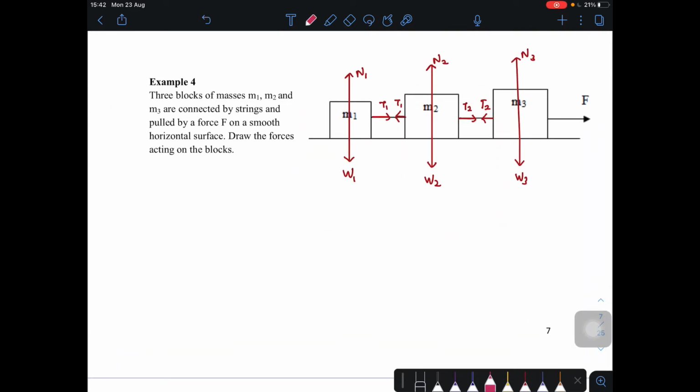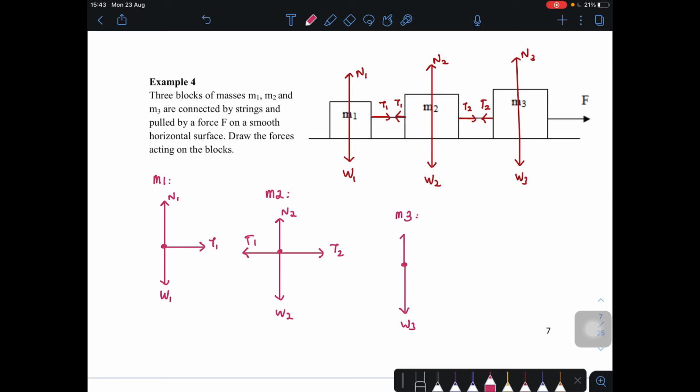Okay, so now we will draw the FBD. Start with M1 first. First of all, draw a dot. And then just follow. We have W1, going up N1, and going right T1. And then M2, start with a dot, going down W2, going up N2, going right T2, and going left T1. And then the last one, M3, start with a dot, going downwards W3, going upwards N3, to the right is external force.